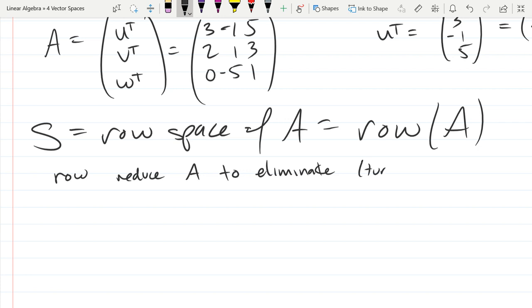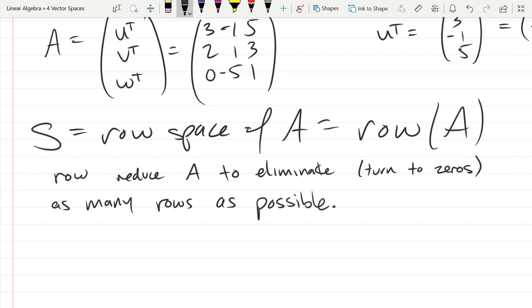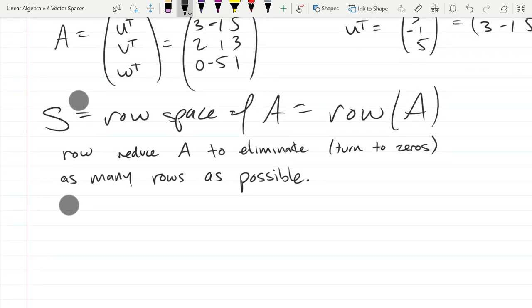So turn to zeros, to eliminate as many rows as possible. In this case, we know that we only need two vectors, so we should be able to eliminate exactly one row. So go ahead and eliminate any row you want.